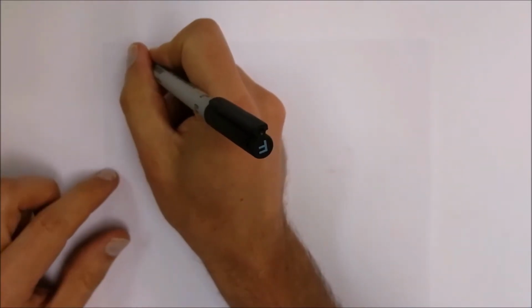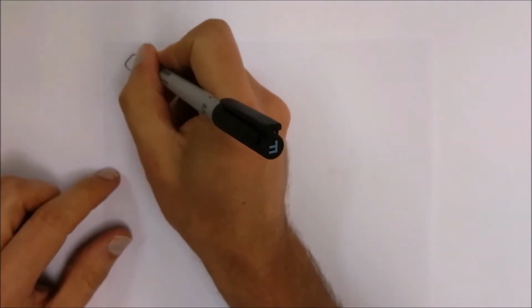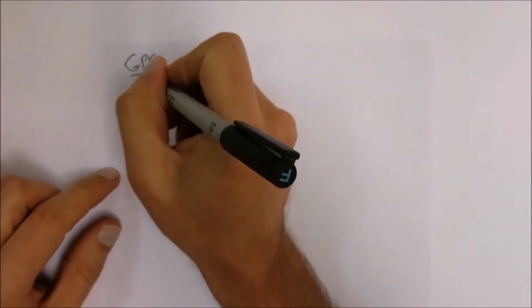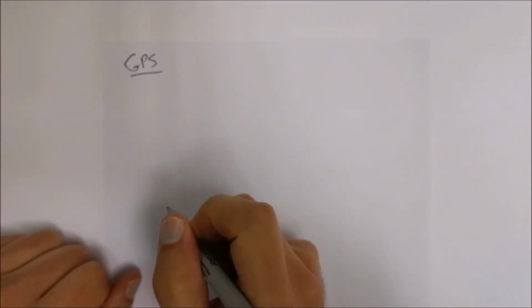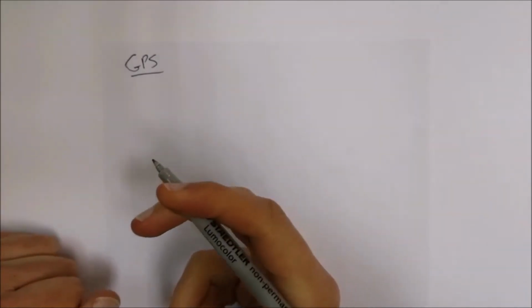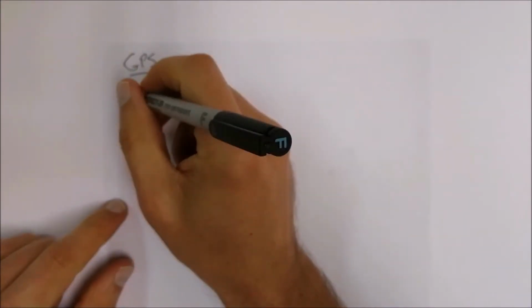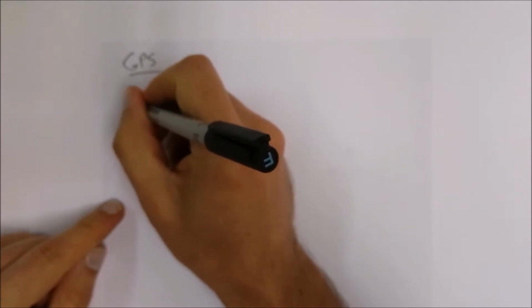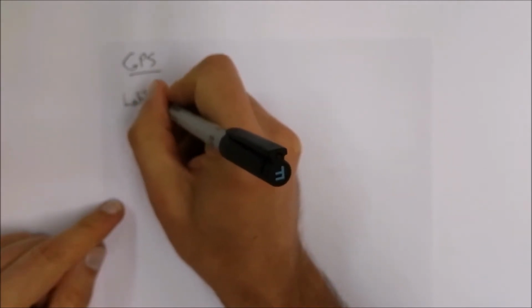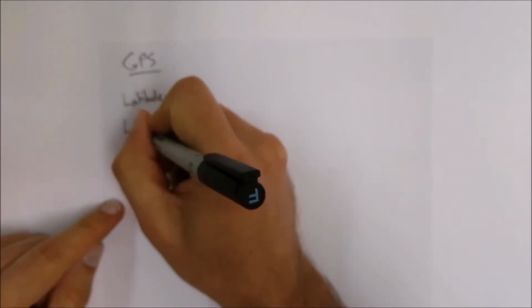Let's have a look at the basic principles behind GPS and how it operates. So GPS is used for navigation and location on Earth. That's the reason it's called a global positioning system. And essentially it's able to give us latitude and longitude.